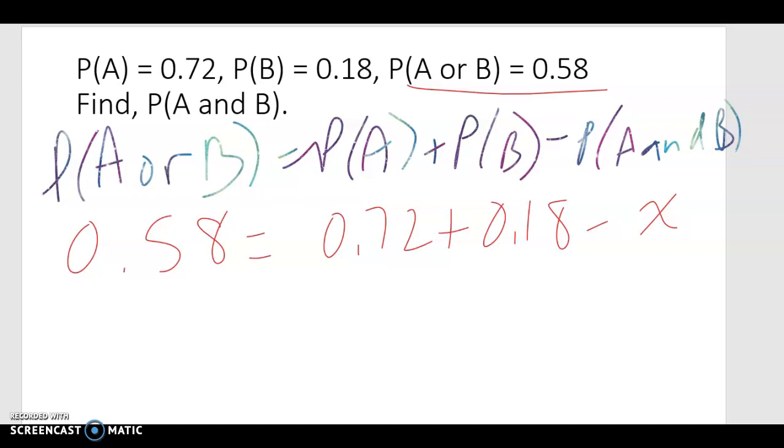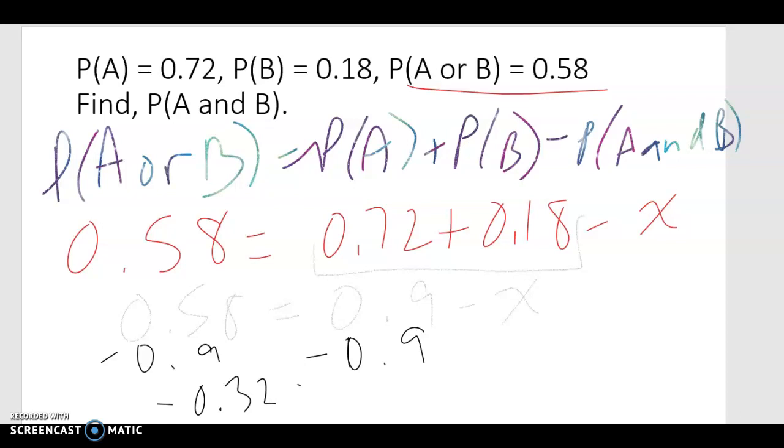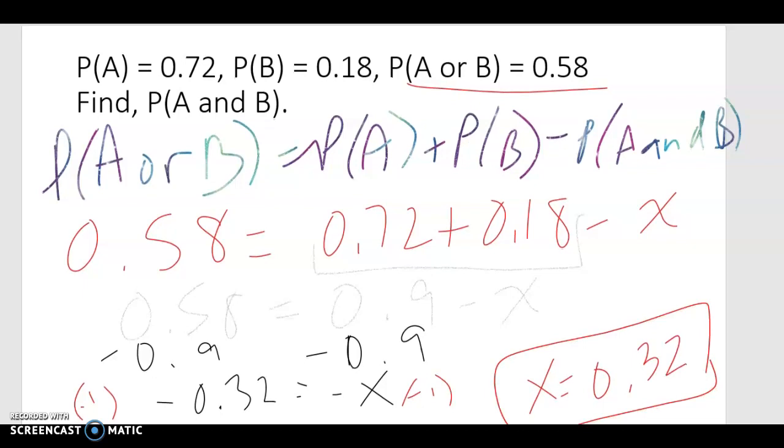There are a couple of different steps, but if I combine these like terms, I have 9/10 minus x. I'm going to go ahead and subtract 9/10 from both sides, and I get negative 32/100 is negative x. So if I multiply both sides by negative 1, I will end up with a probability of 32/100. So the overlap, the probability of A and B, is 32/100. Thanks all.